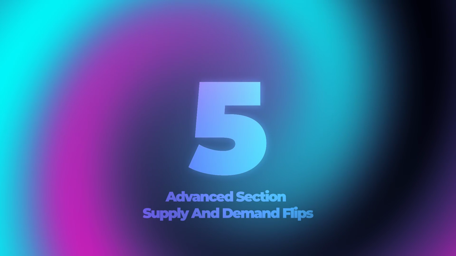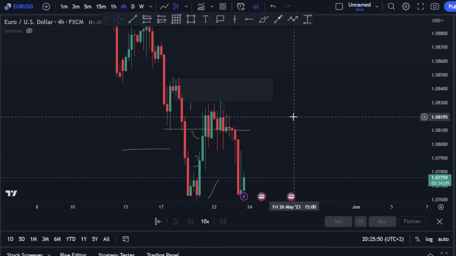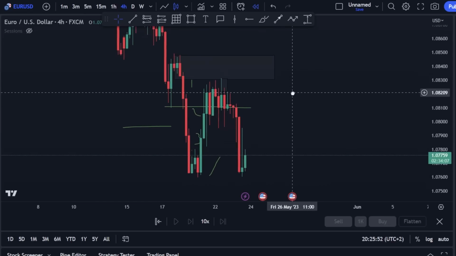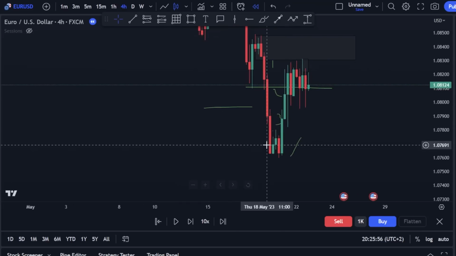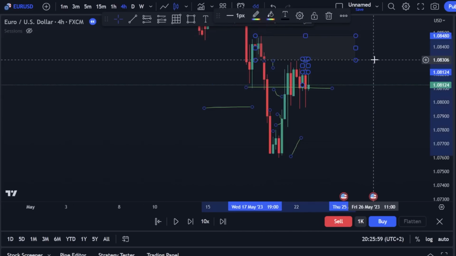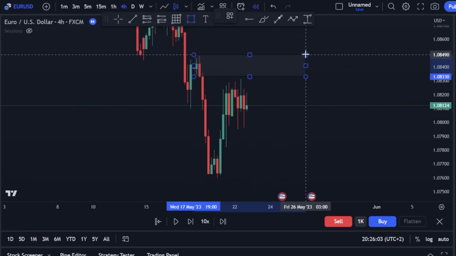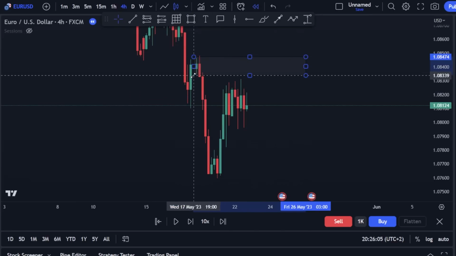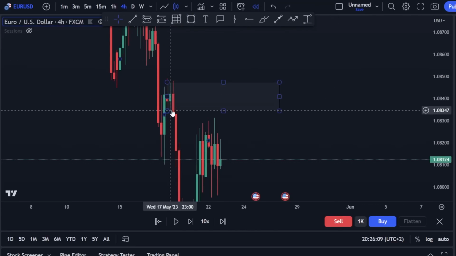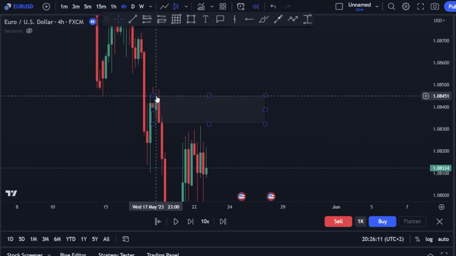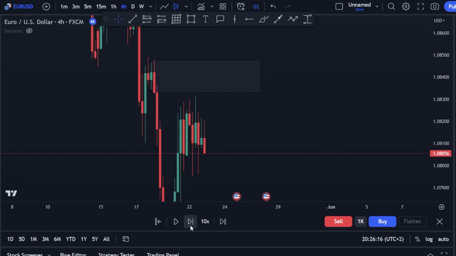Okay, simply, let's have a look at this example we were just on currently. What we would be looking for is, let's go back slightly. So supply and demand flips would essentially necessitate that this supply would be flipped. So what this means is that price would come and tap into it.